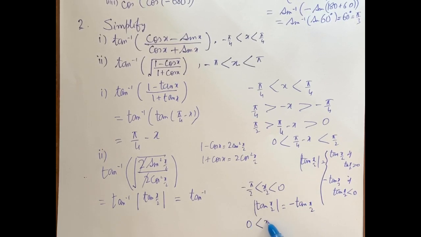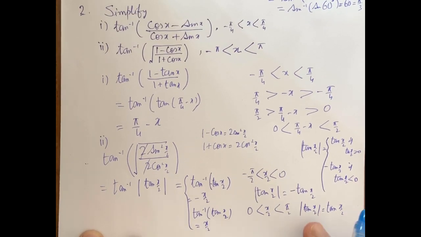And from 0 less than x by 2 less than pi by 2, this mod of tan of x by 2 will be tan of x by 2. So this can be written as tan inverse of mod of tan of x by 2, which is tan inverse of minus tan of x by 2 for the first interval, which is minus x by 2, and tan inverse of tan of x by 2, which is x by 2, and that will be for the second interval.